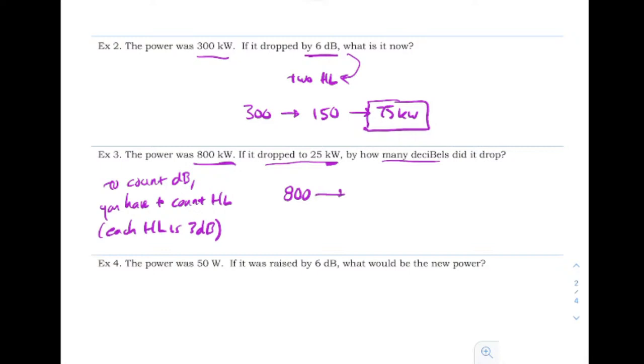So there's one half-life to get to 400. There's another half-life to get to 200, another to get to 100, another to get to 50, and another to get to 25. There we are. We made it from 100 to 25. Now, how many half-lives is that? You count the transitions, the jumps, the arrows. One half-life, two, three, four, five. This is five half-lives.